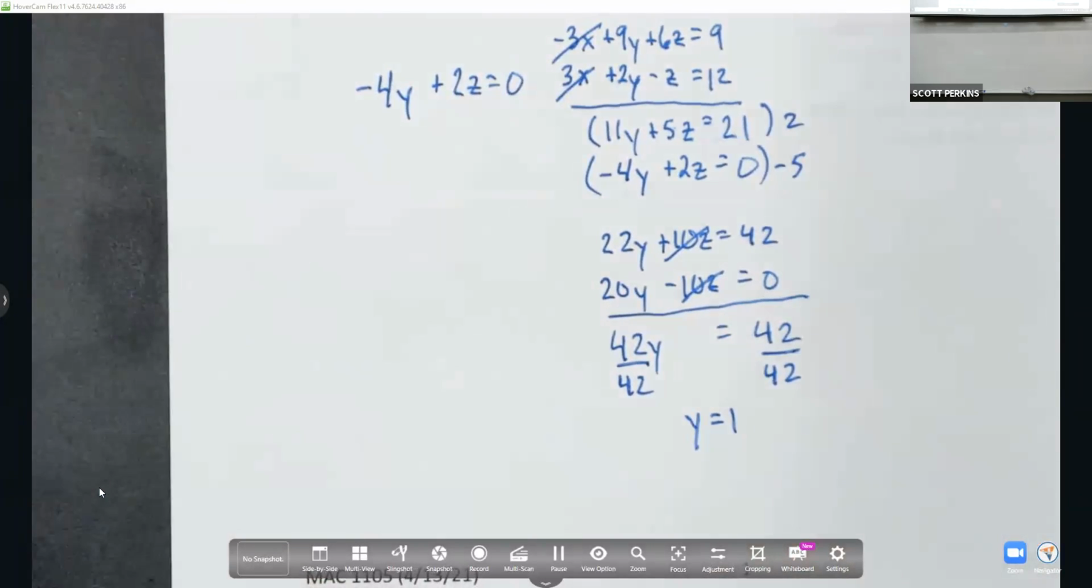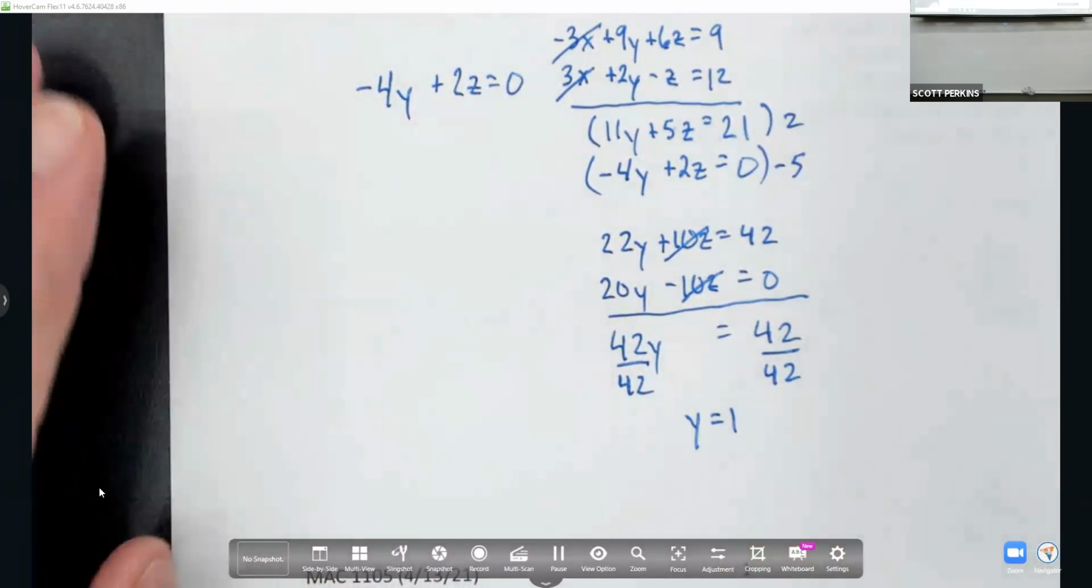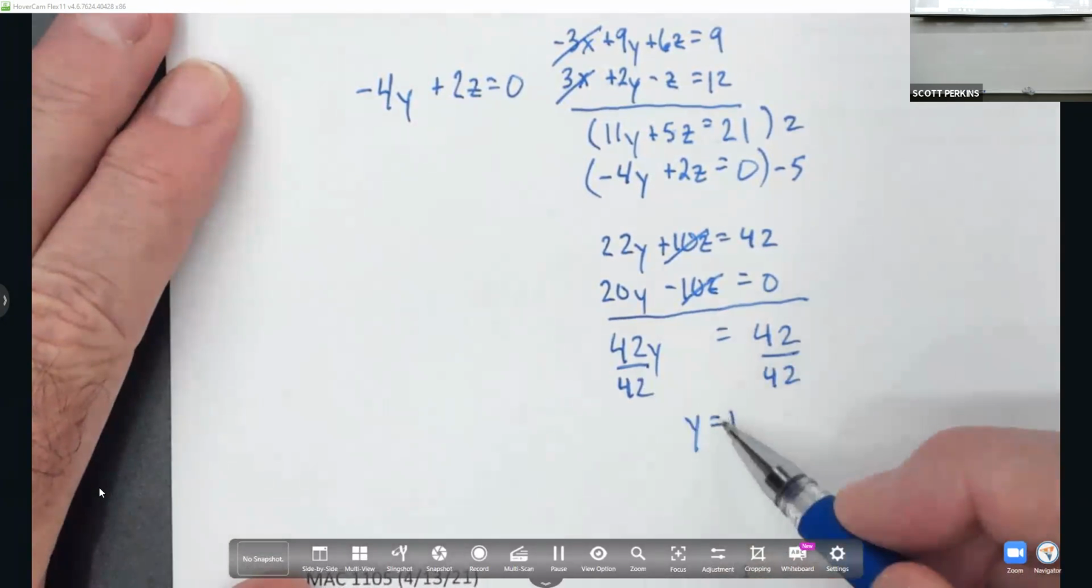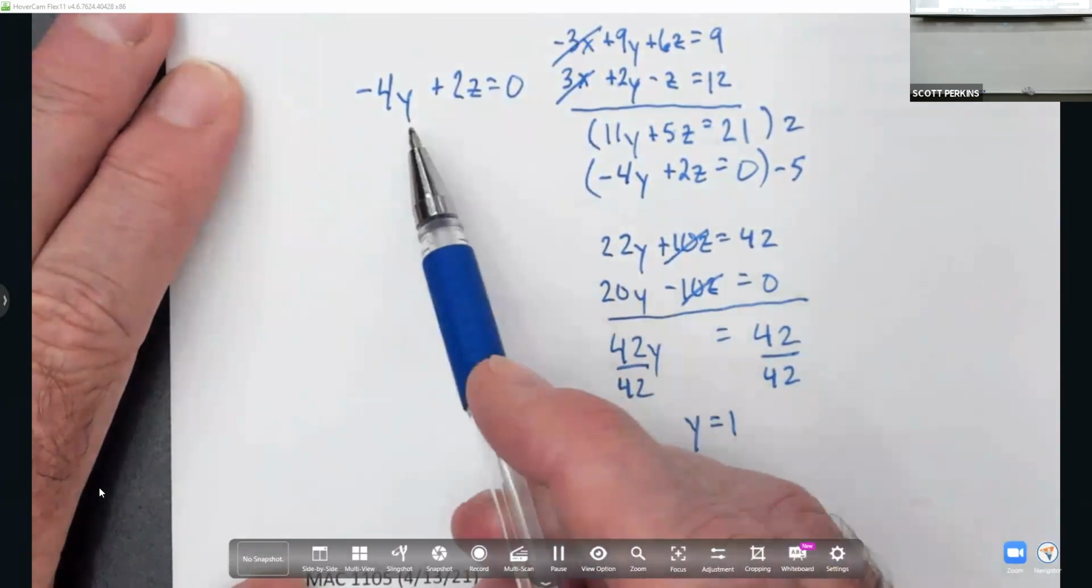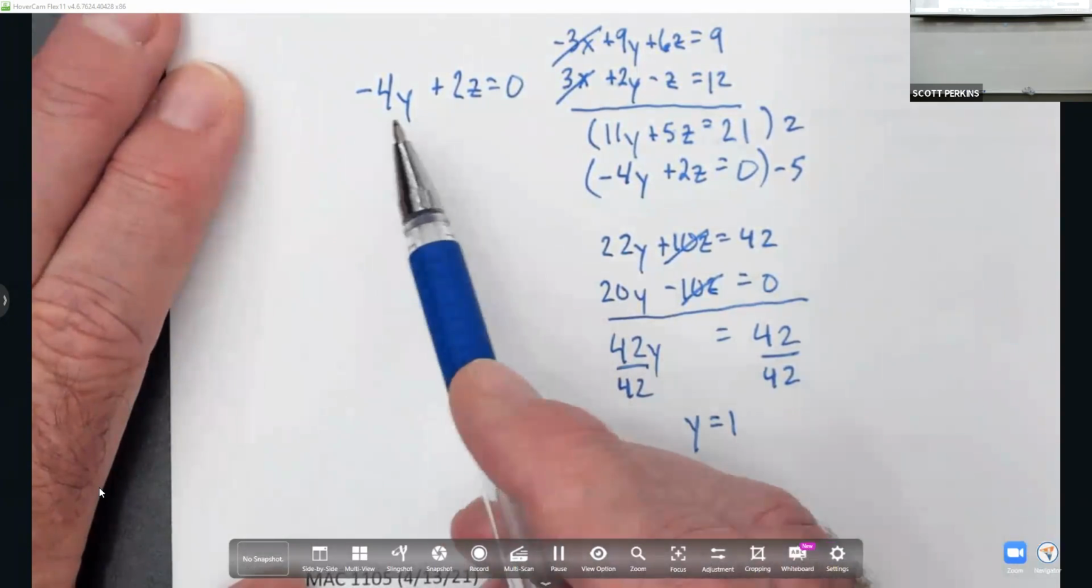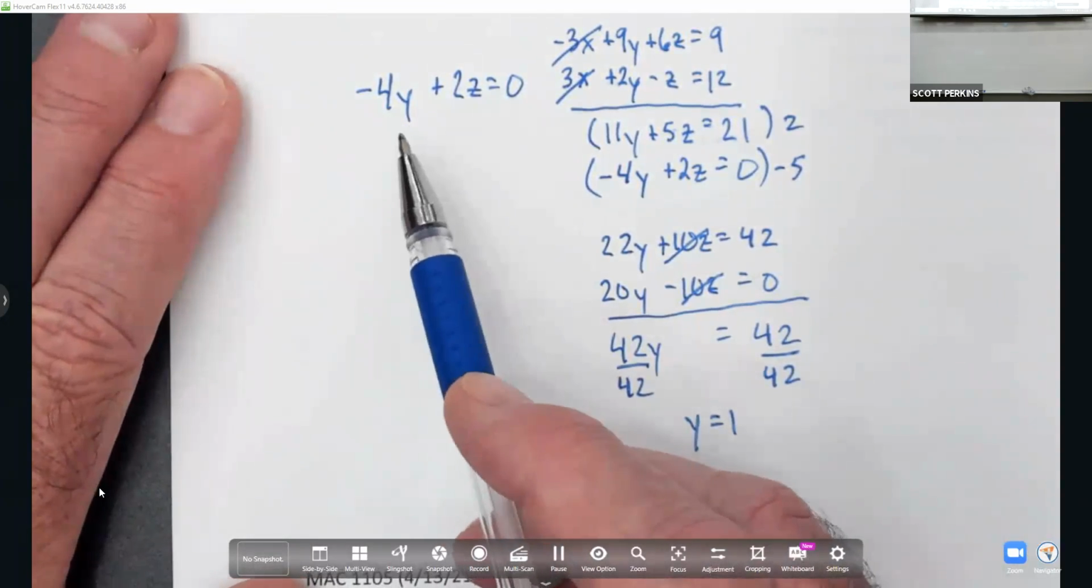And now, wherever you are, whether you found the z first or the x first or y first, now we just go back up the ladder. I'm going to take this y value of 1. I'm going to use this equation just because nothing's written below it. That is my only thought process. I have no super secret information that I'm not sharing.